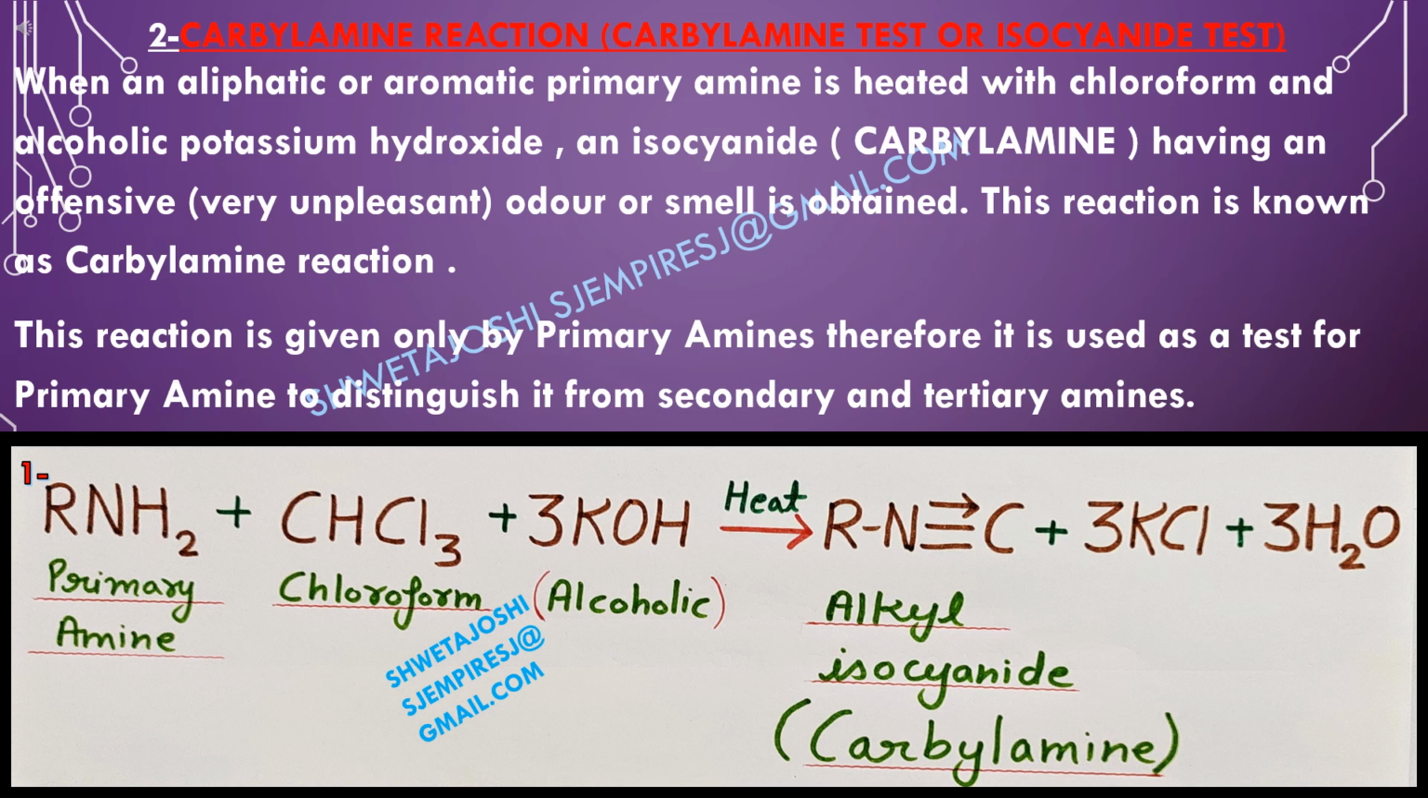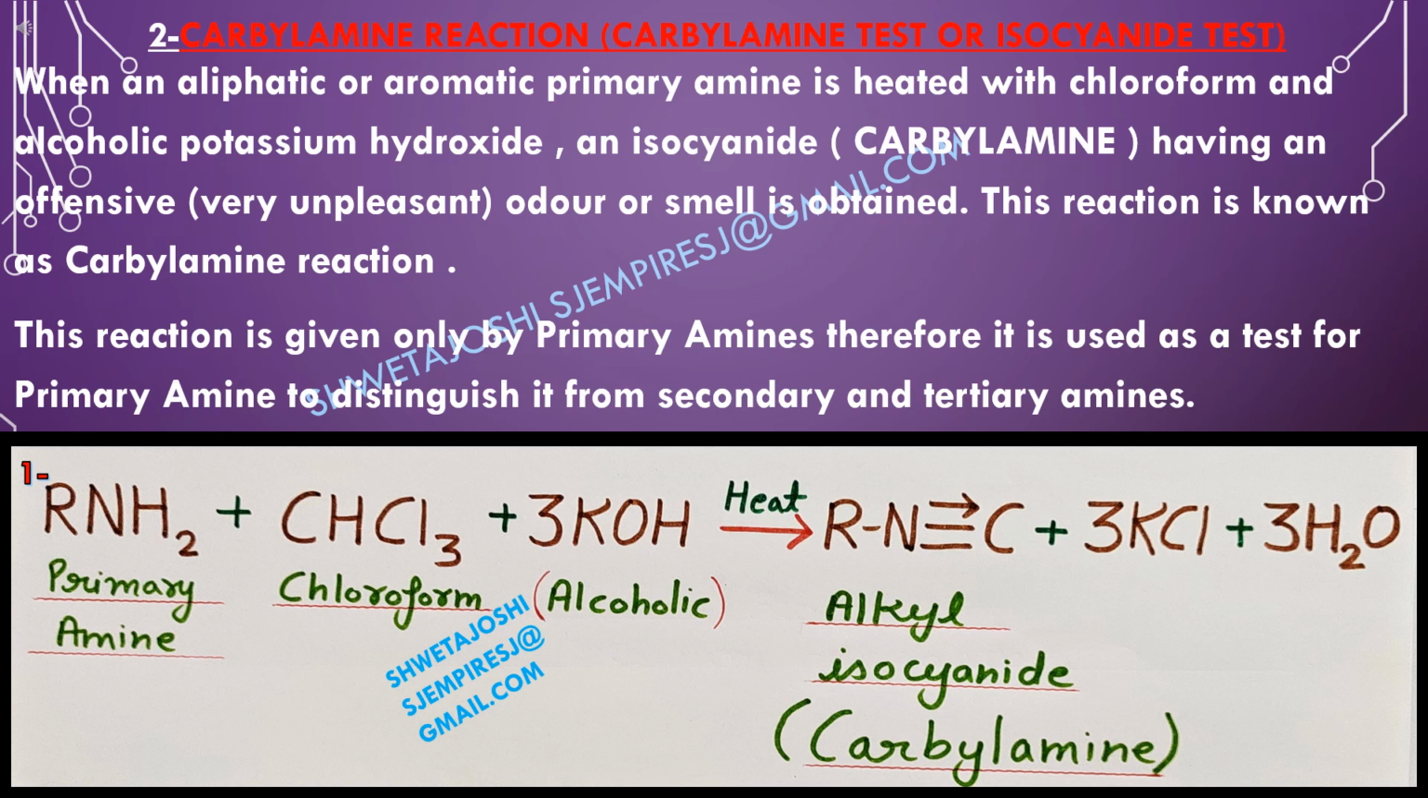So our next reaction is the Carbylamine reaction or Carbylamine test, which is also called the isocyanide test. In this reaction, we have to take either an aliphatic or aromatic primary amine, which is heated in the presence of chloroform and an alcoholic solution of potassium hydroxide, forming isocyanide, which has a very offensive smell. The reaction is only given by primary amines, that is why it is used as a test to distinguish between primary, secondary and tertiary amines.